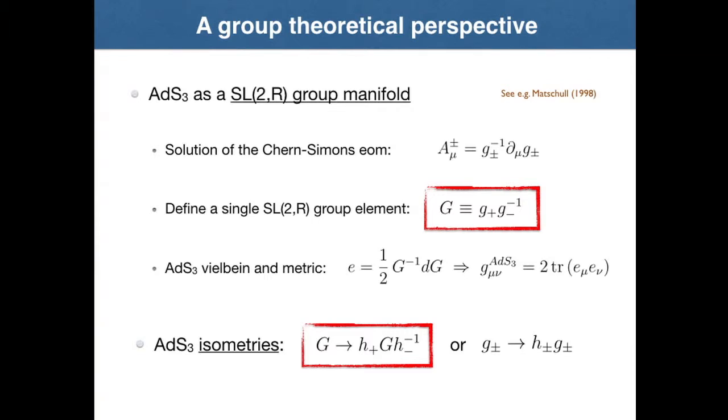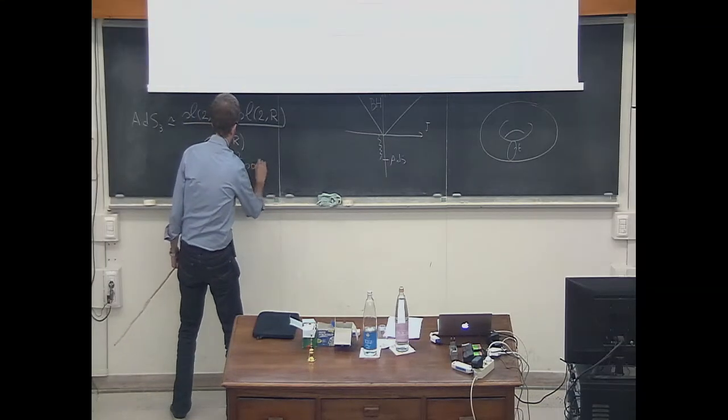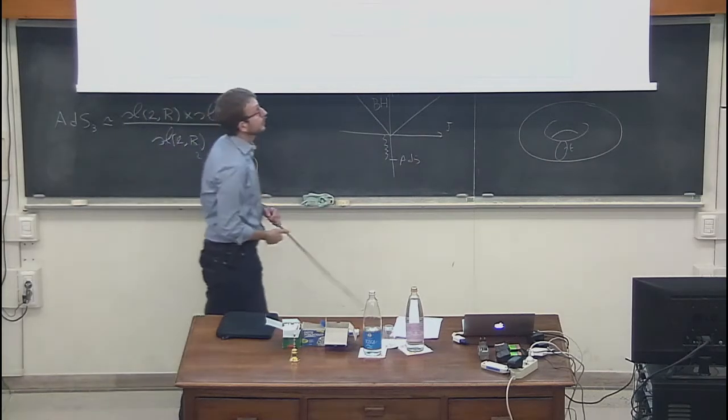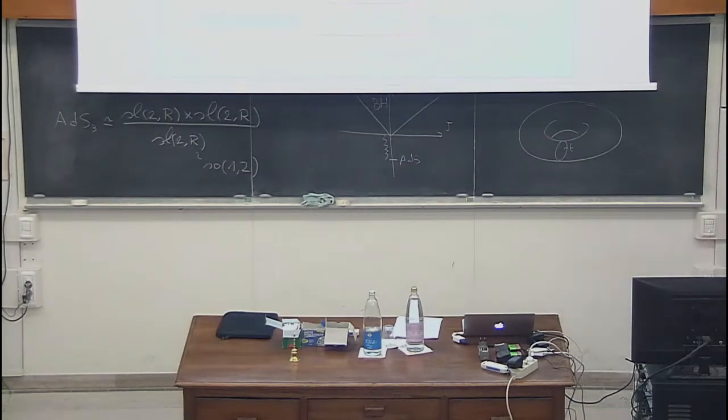It's just a quotient space. And here I'm quotienting out the diagonal SL2R, which is nothing but the Lorentz group, since SL2R is like SO(1,2). And so you can interpret this object as being just a representative of the quotient, essentially.